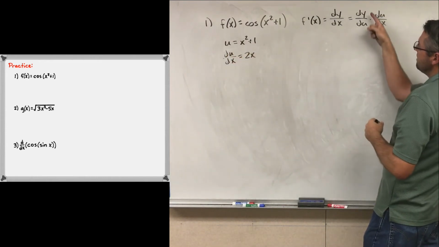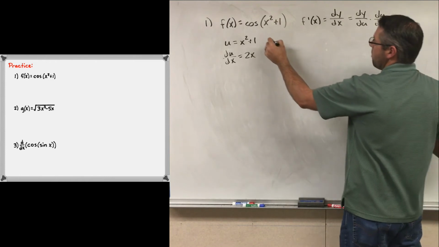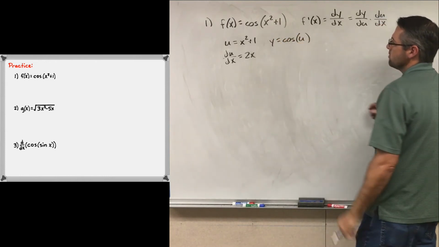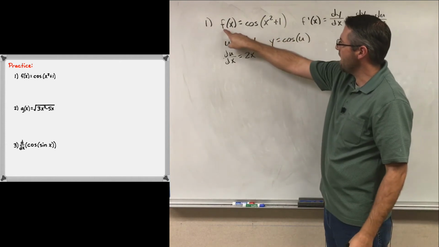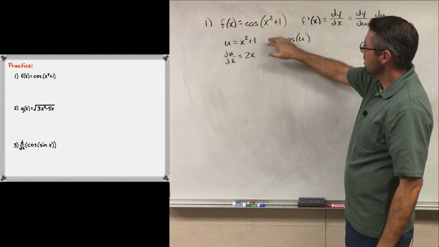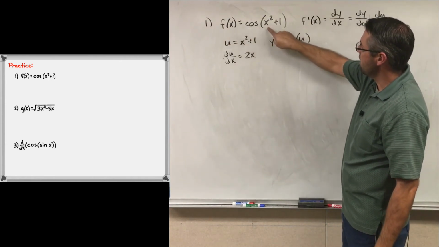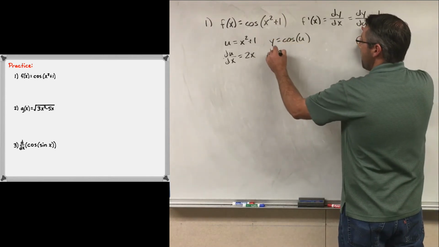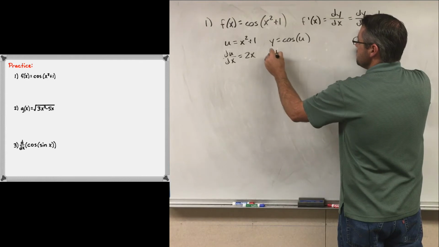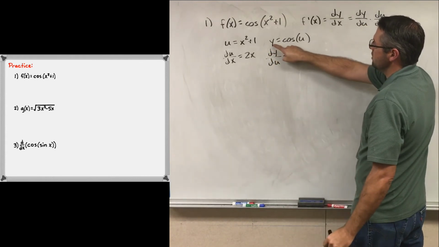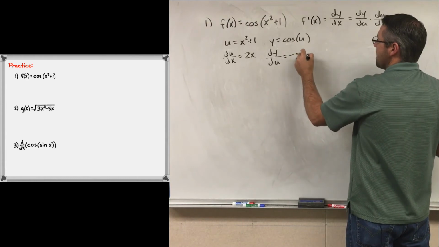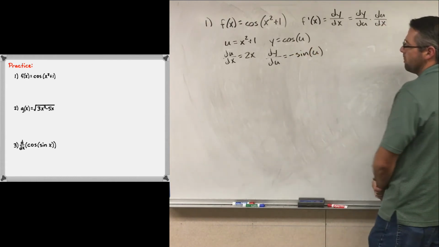And then we have to identify our y value. Well, that would imply that y equals the cosine of u. So we're just labeling f to equal y. Okay? So we end up with cosine of u. X squared plus 1 is u. So we have to take the derivative of y in respect to u, where y is the function and u is its variable. What's the derivative of cosine? It's negative sine of u.